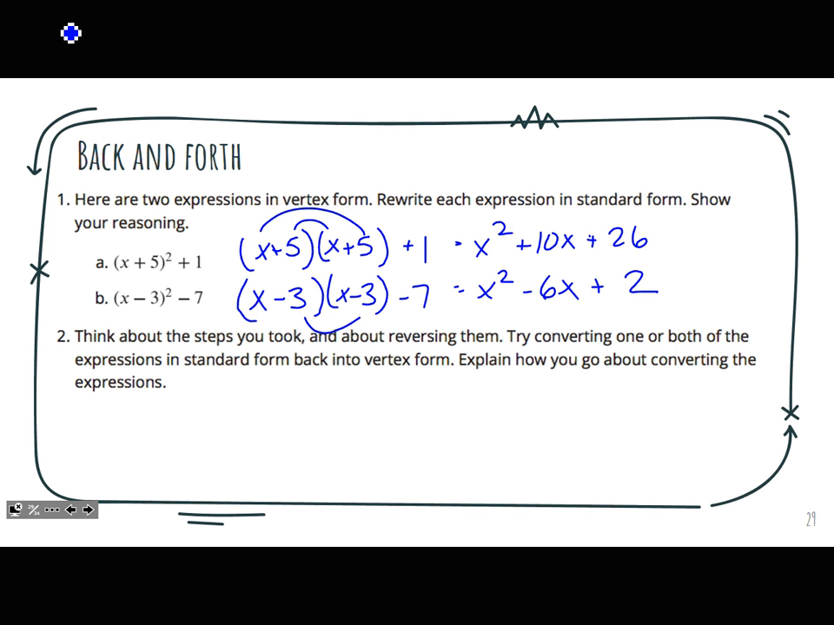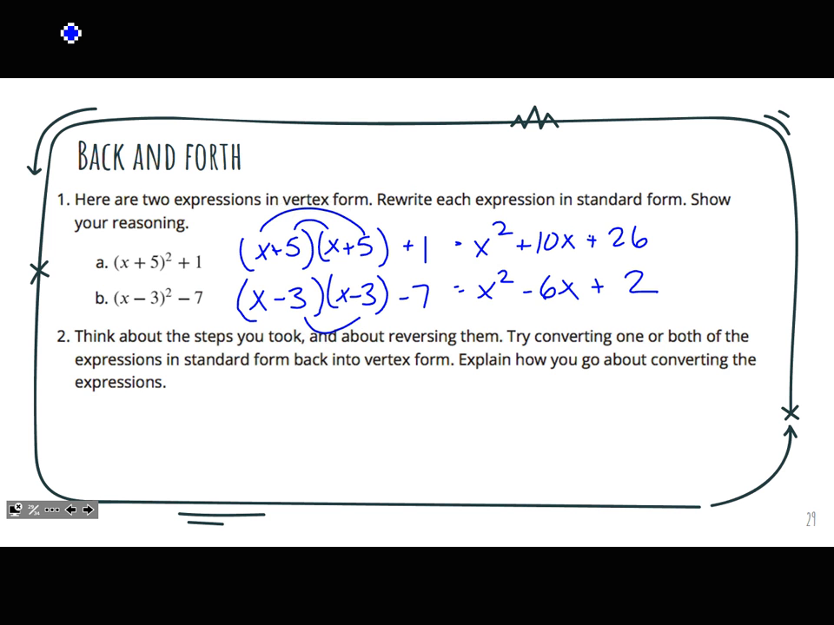And now let's look at the last number, the 26. That 26 is one more than 25. Now, 25 is the number that completes the square, because 5 times 5 is 25. And so if we knew that 26 was one more than 25, sorry for the bell, then we could think, if it's one more than a perfect square, then it looks like we have a y-coordinate of 1.